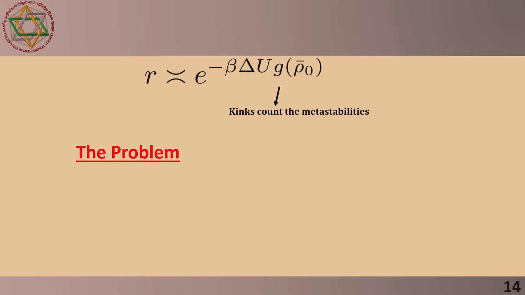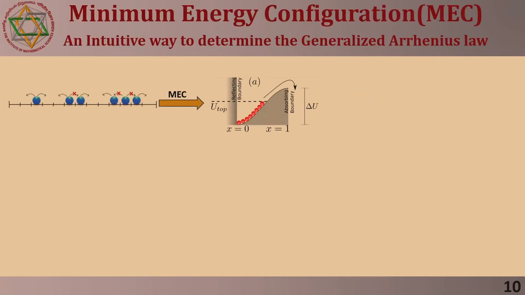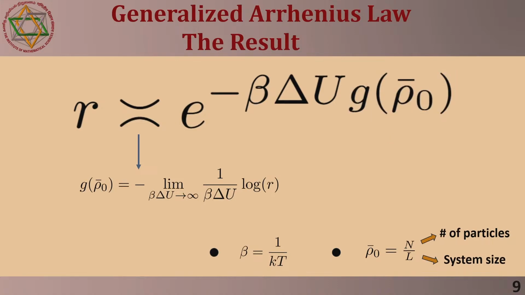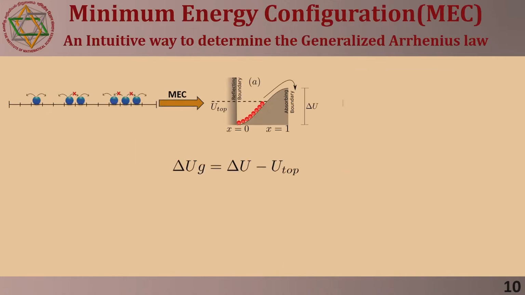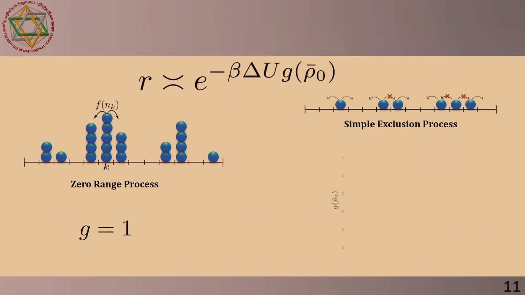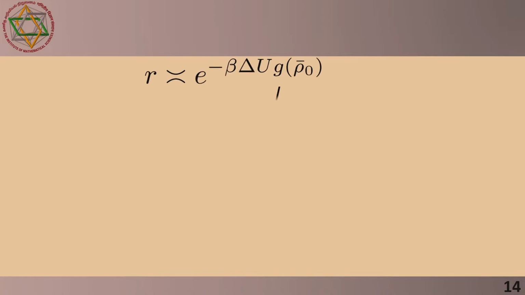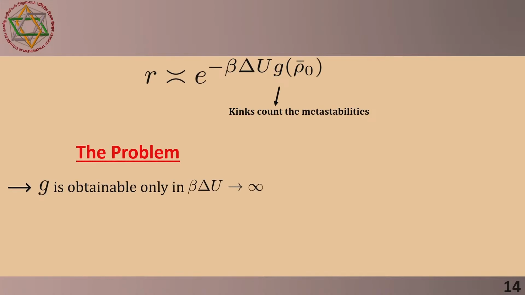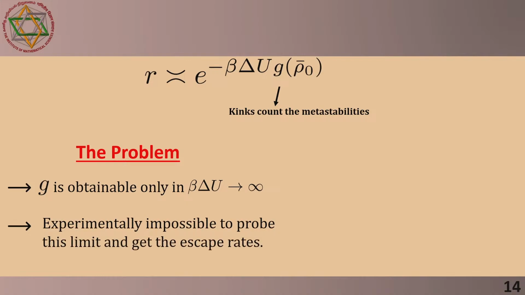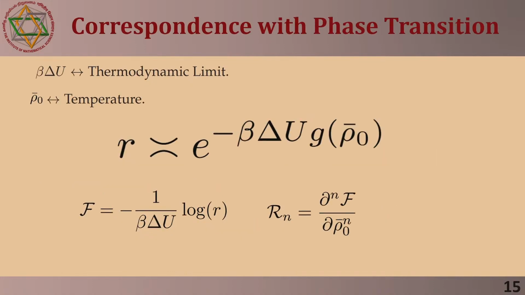Okay. But there is a problem, that this function g is obtainable only in the beta delta u tends to infinity limit, which is not feasible experimentally. So what can we do? The solution to this inapplicability is drawing a correspondence with thermodynamic phase transition.